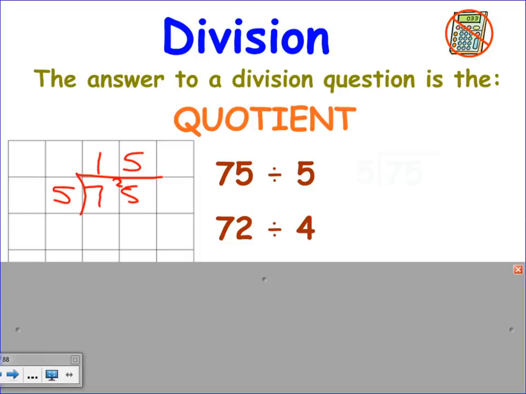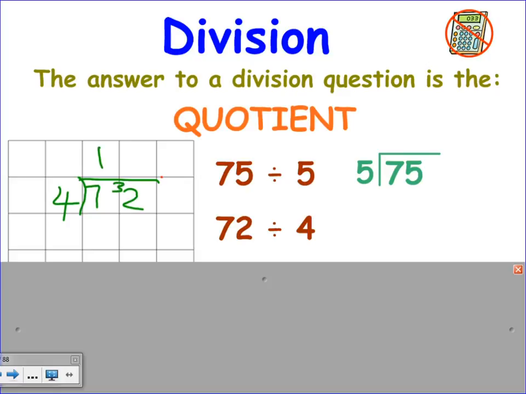Let's have a look at the other one then. I'll re-scribble it. So 72 divided by 4. So we've got 72 goes in the bus stop, 4 outside the bus stop. That's what division means. 4's into 7, remainder 4 into 32, 8. And that's where your times tables comes in. Can you see these things really quickly? Okay, everyone happy with division?